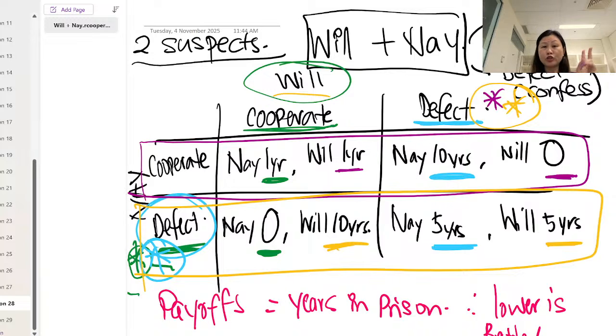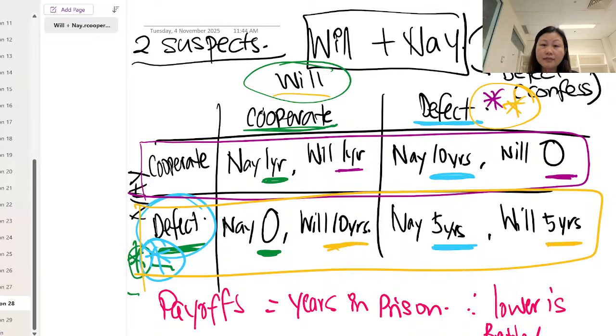Okay, they have two options. They can either cooperate, which means they stay silent, or they can defect, which means that they confess. So the best outcome that they could achieve was for both of them to stay silent, to cooperate. And in doing so, both of them will only get 1 year in prison.